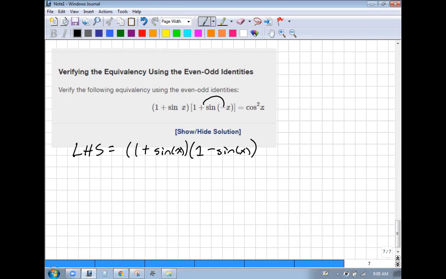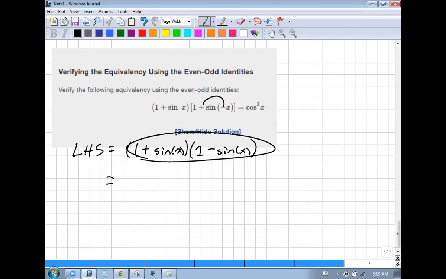So now at least, over here, I don't see any cosines of negative x, right? There's no negative x going on. So the first thing I'd want to do is get rid of that. I'm trying to match samesies here. So now everything's just x. And this is the difference of two squares.